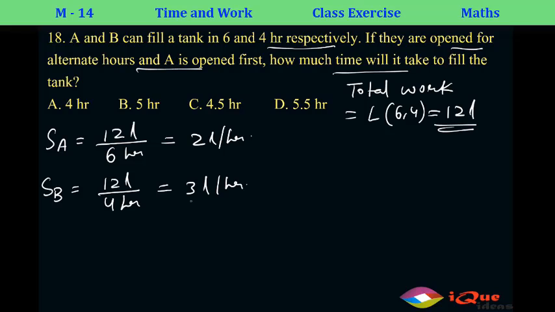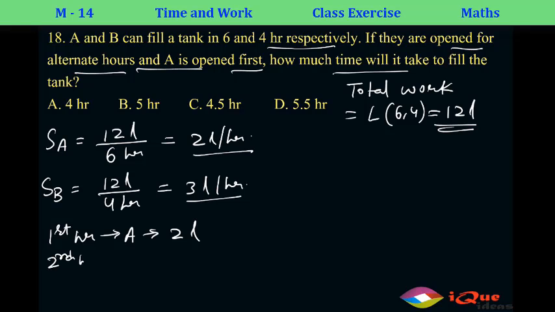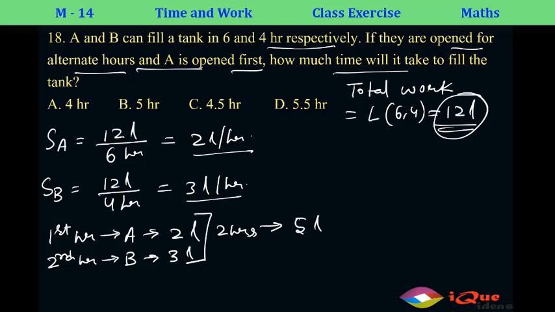And the speed of B will be equal to 12 liters divided by 4 hours, which is equal to 3 liters per hour. Alright, now here it says A is opened first and they work on alternate hours. So in the first hour, A can do 2 liters of work, or 2 liters of water is filled. In the second hour, B will come and B will fill 3 liters in that 1 hour. So together in 2 hours, they can fill 2 plus 3, 5 liters. And we have to fill a total of 12 liters. So what we do? We go for the nearest multiple of 5 to 12, which is 10 liters.